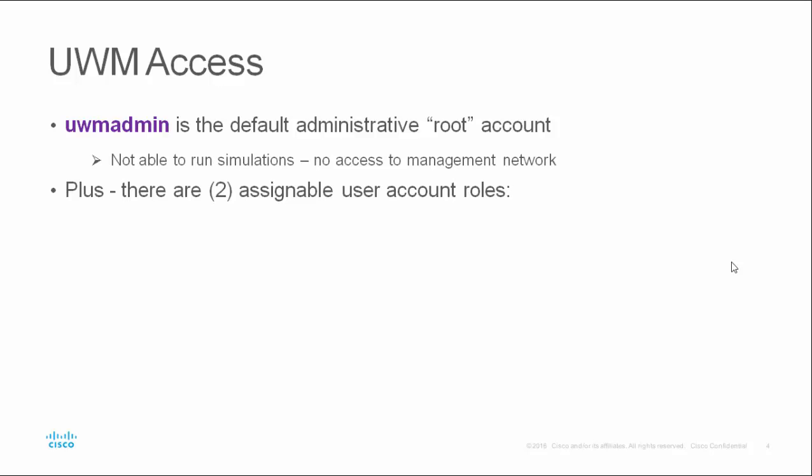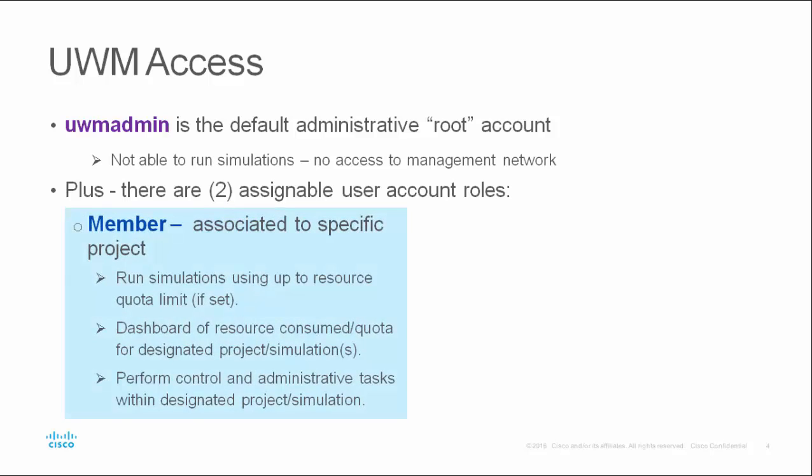When adding projects and users, the UWM has two assignable roles that affect scope of control and visibility. Upon adding a project, a similarly named user account is created. This user account's role is set to member, which enables this user to run simulations within the project up to any quota limitations administratively configured. Members of a project may access the project dashboard for status information, manage the project environment, and control running simulations within the project. Virtual node images added by a member are only available to the members of that project.